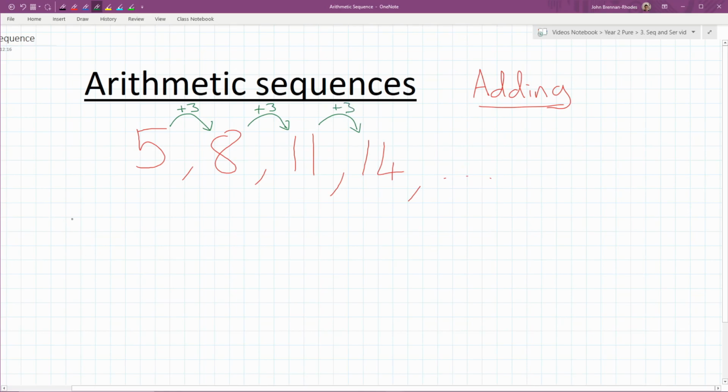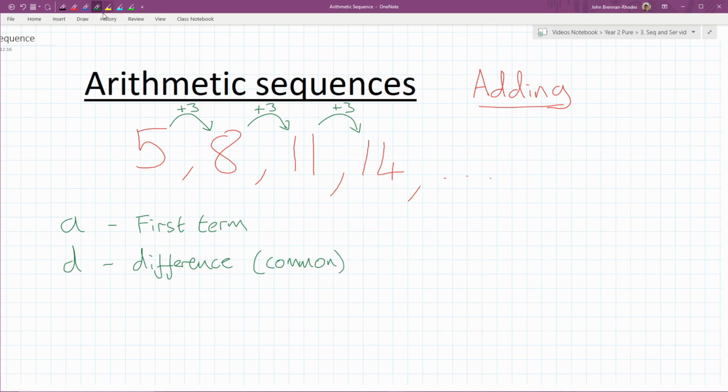Now, a little bit of notation here. We're going to label A to be the first term, and this will be true throughout the whole of this chapter. And we're going to label D to be the difference between each term, and you'll often see it called the common difference because each term to the next is the same. They have it in common. And in this particular sequence, you can see that A is equal to 5 and D is equal to 3. And note that D and A can be plus or minus. They're just positive in this case.